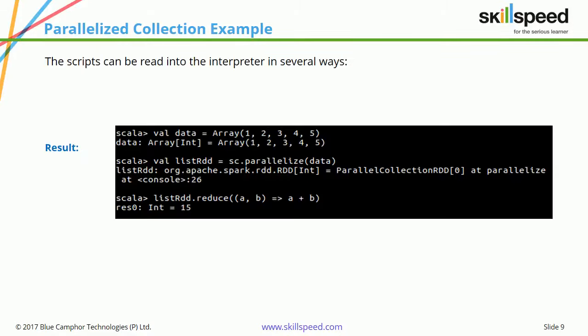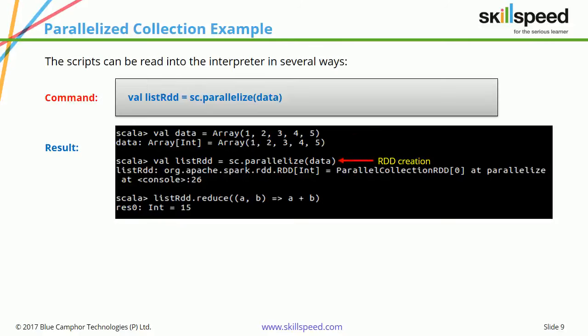Here you can see that I am creating a variable called data by typing val data equals Array(1, 2, 3, 4, 5). This creates a collection, an array, which has elements 1 to 5. Now if I want to create an RDD from this array, I can simply say val and any name. Here I am using listRDD equals sc.parallelize and then the collection name, which is data.